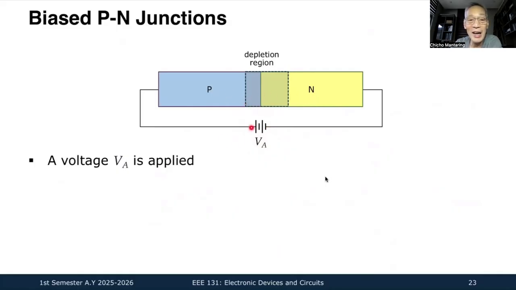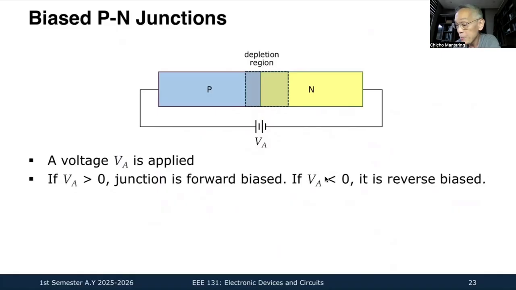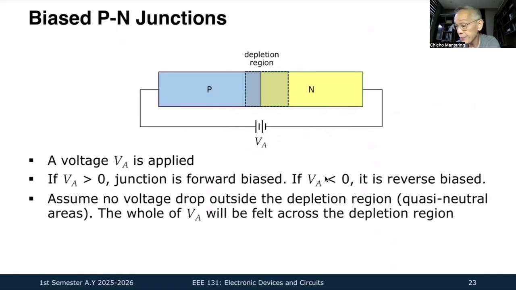In real life, whenever you put a voltage source in series with a diode, you would have a current limiting resistor. But we skip that for now. We just assume that we have control over the value of V sub A so that the PN junction will not burn out. We already know this: when V sub A is greater than 0, it is forward biased. If it is less than 0, it is reverse biased.